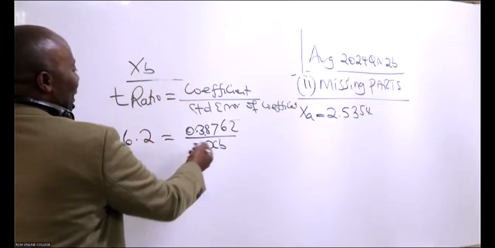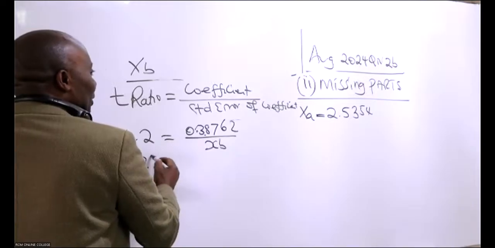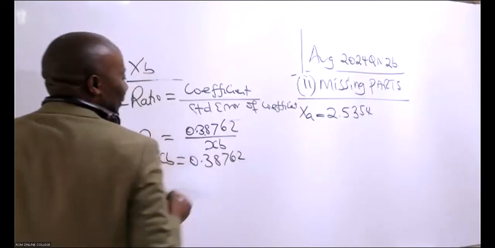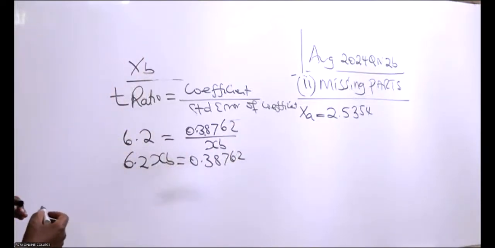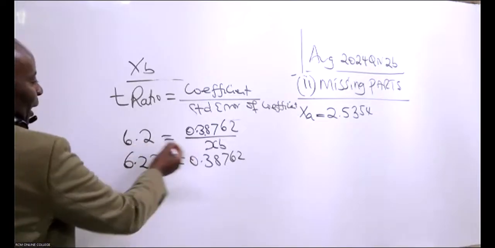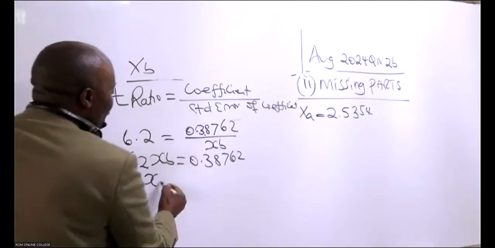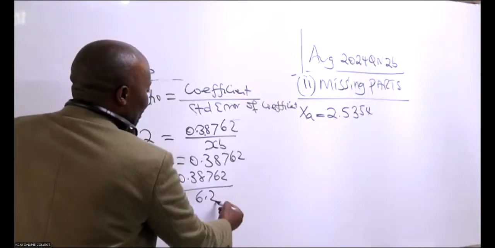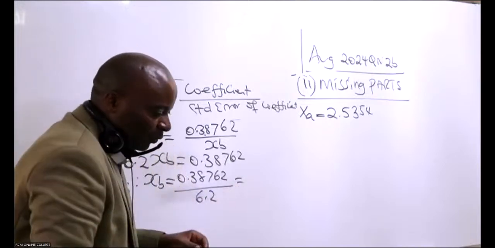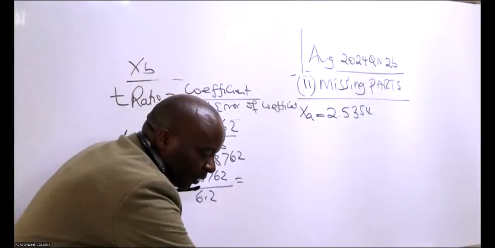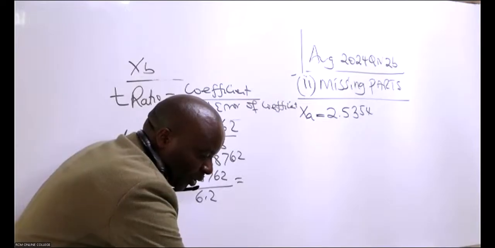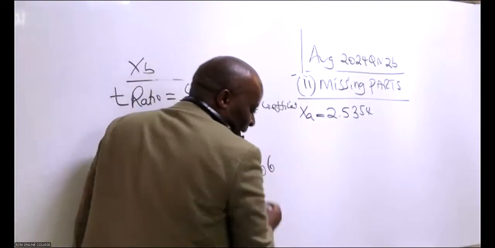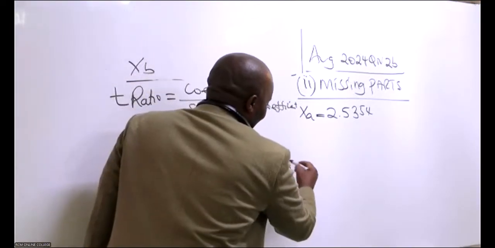We are trying. So make XB the subject. So it will be 6.2 XB equals 0.38762, isn't it? I've just cross multiplied. Then XB will be 0.38762 divided by 6.2, which will end up giving me what figure? Thank you so much, Quinta Atieno. 0.0625, isn't it? Thank you so much.